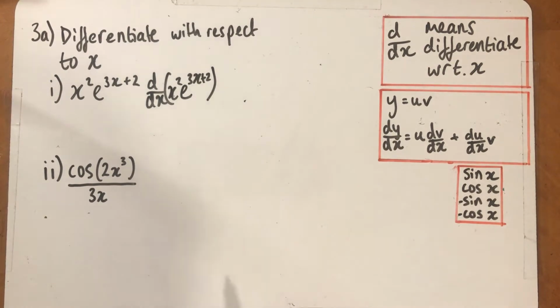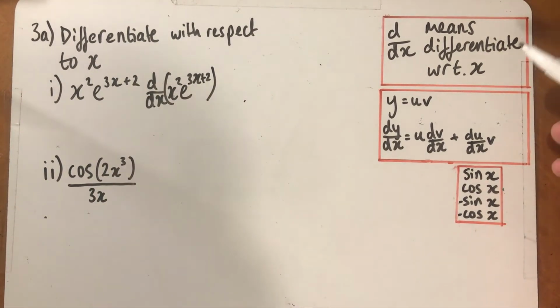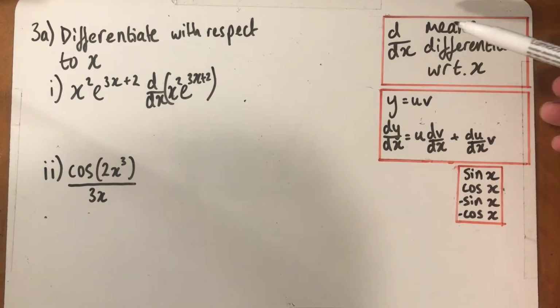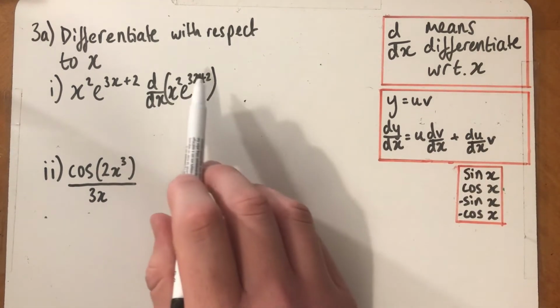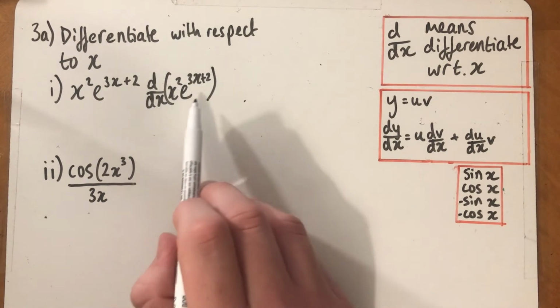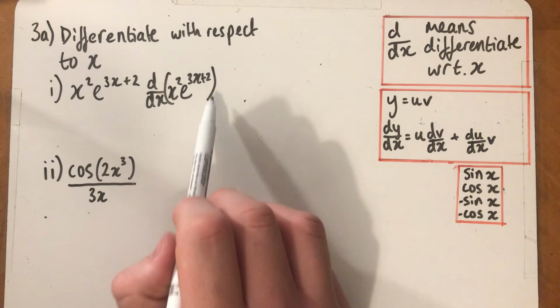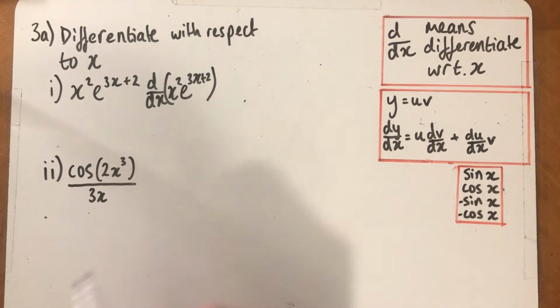Okay, so you should be familiar with this notation. If you're not, I've got a little note here. d by dx simply means to differentiate with respect to x. RWT, which you should see in textbooks, means with respect to x. I suggest you familiarize yourself with this notation because they can ask you questions like this. They won't say the word differentiate, they will just simply give you this and expect you to know that you are differentiating this function with respect to x.